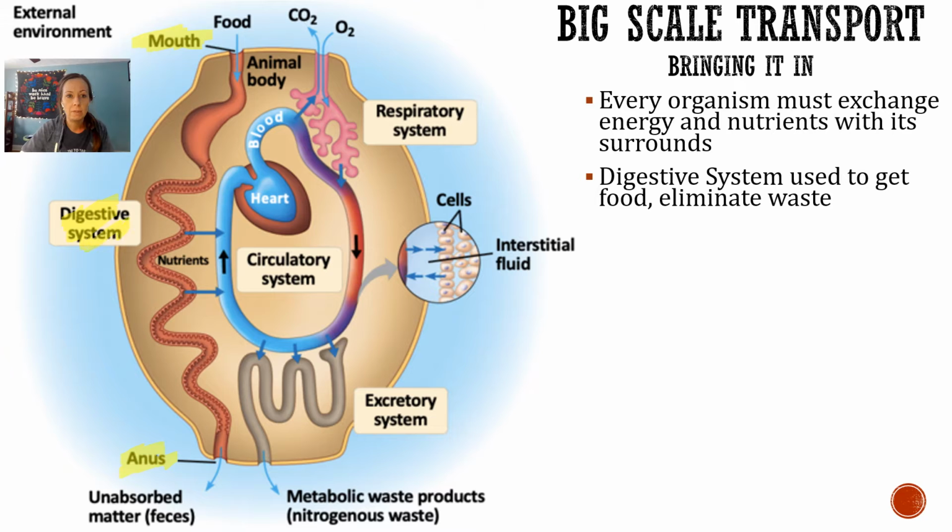Let's look over here. The digestive system here is represented by the tube that's over here, and we see our nutrients. See, I hate that I can't see that. Let's try it with green. There we go. The tube that's over here, this is our digestive system, right? That's representing our digestive system. And this is used to get food in and eliminate waste.